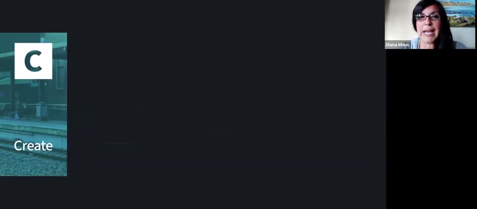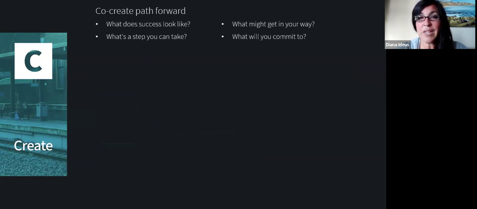So as we look at create, this is where we dig more into the topic. What does success look like, not just for the session, but with whatever they brought to the table? What's a step they can take? Sometimes people get bent out of shape about the first step, so a step can be helpful. Do you want to look at obstacles? What might get in their way? What support do they need? What will they commit to? This is a lot of the coaching.